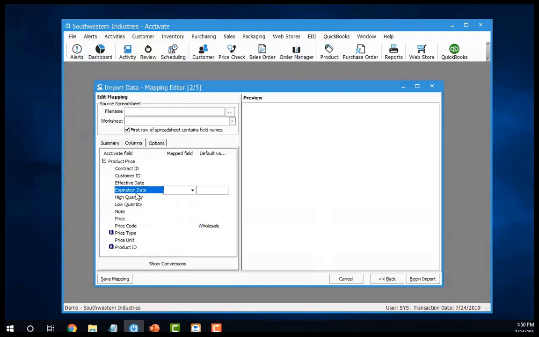You could set your high-low quantities, your expiration dates. If it's customer specific, you could map it to one individual customer. Or if you created a contract for an individual customer, you could map, so these are the prices specifically related to that contract that you just created. So using these imports, you can set product prices in batches rather than having to set them one at a time for each individual product.